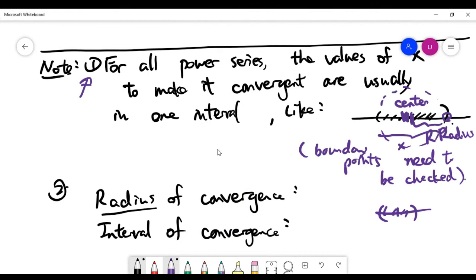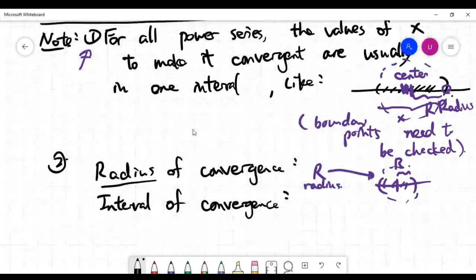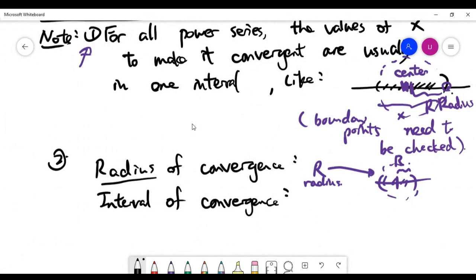For example, if you have an interval like this, it is a center. I'm talking about this. So the radius is something like this, the radius of the circle, basically, if you imagine that it's actually a circle sitting on the x-axis. And for the interval of convergence, is essentially the values of x such that the power series is convergent. It means that it may or may not include the boundary points because it depends on your check on the boundary points. So let me write down the definition here.